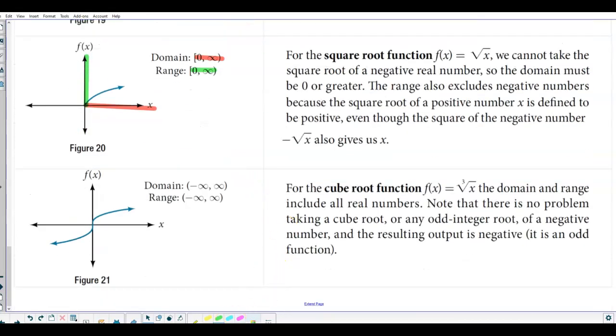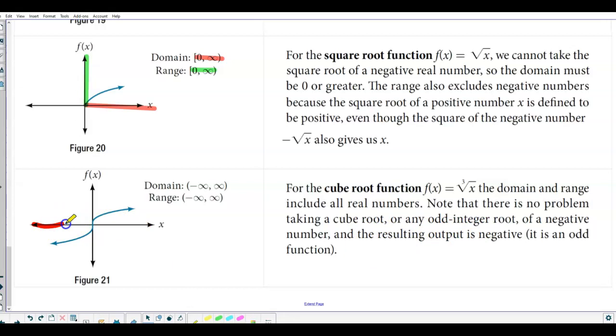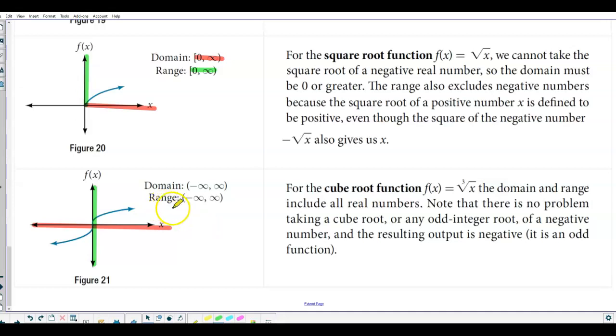And then we have our cube root function, which is the cube root of x. Now the cube root of x, the domain and range include all real numbers. Note that there is no problem taking a cube root or any odd root integer of a negative number, and the resulting output is negative. So we can see that the domain is all real numbers, and we can see that the range is going to be also all real numbers. So we want to make sure that you identify what's happening with each of these toolkit functions according to its domain and range.